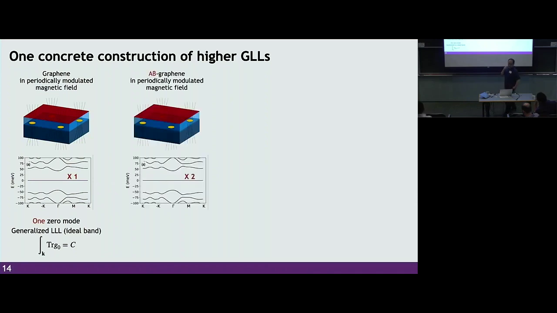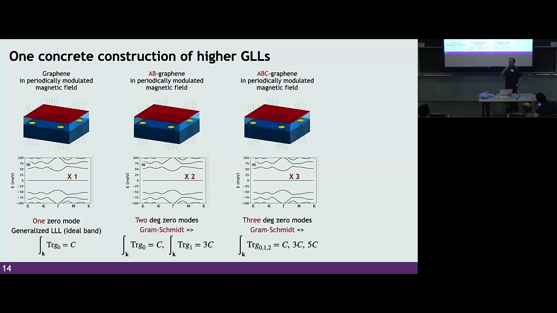We put AB stacked bilayer graphene in the magnetic field. And such a system will similarly have two degenerate zero modes. And if we perform Schmidt orthogonalization of these two degenerate zero modes, we can show that no matter how non-uniform the magnetic field is, one of the zero modes will satisfy integrated trace equals the Chern number, and the other equals 3 times the Chern number. And similarly, if you take ABC stacked graphene and consider the system in the periodic magnetic field, you get 3 degenerate zero modes, and after Schmidt orthogonalization, you get a 1-3-5 sequence.